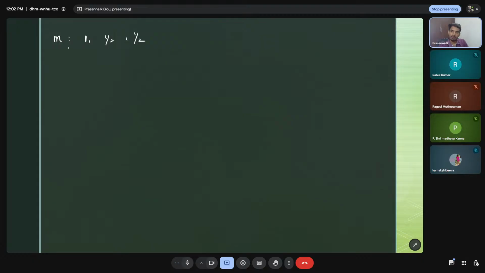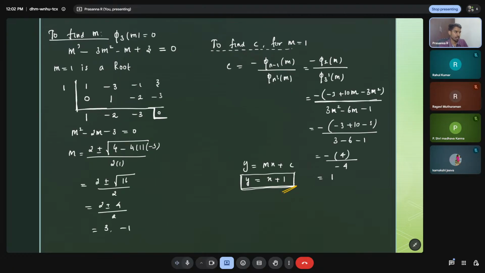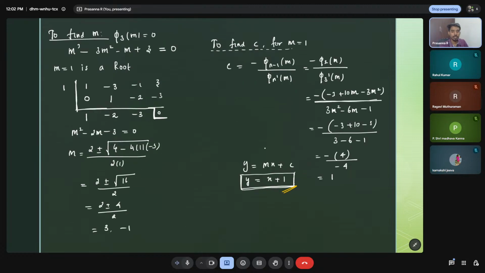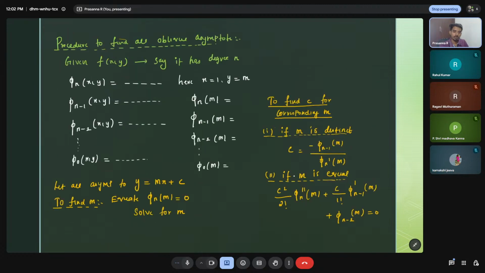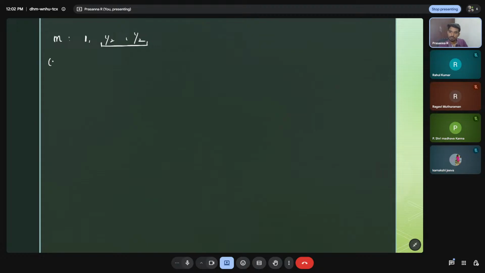Now remember, for m is equal to 1, we need to find the corresponding c. That c value is given by this formula, which we are doing. But for m is equal to 1 by 2, to find c, we need to use the second formula, because 1 by 2, 1 by 2 are equal roots, right? So first, for m is equal to 1, to find c, this m is equal to 1 is a distinct root. We have only one root which is distinct.